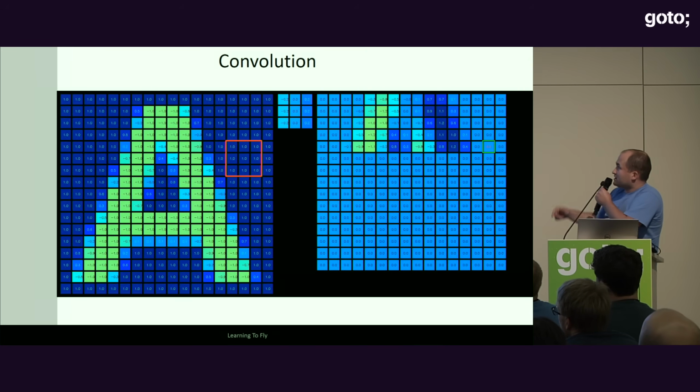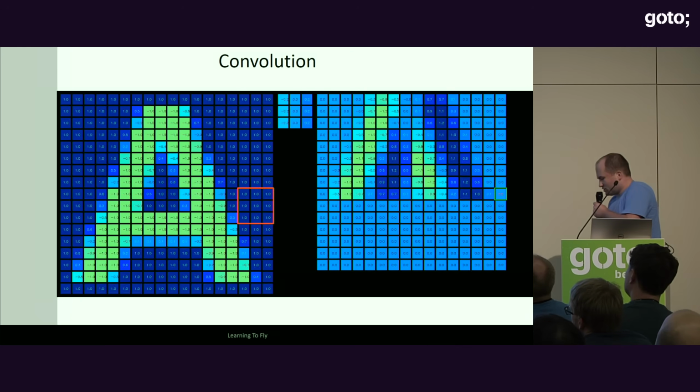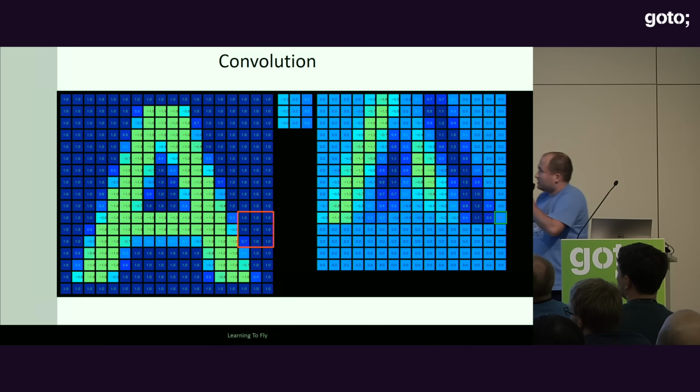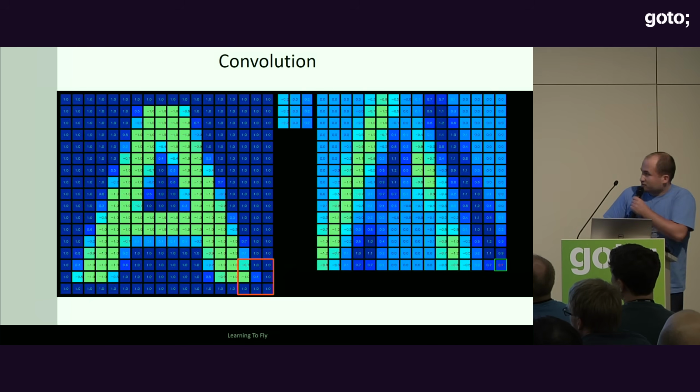The kernel has values like minus 1, 0, 2, 0, which means that it will try to expose edges in the image. And after convolution, you see that edges are better visible in the image.